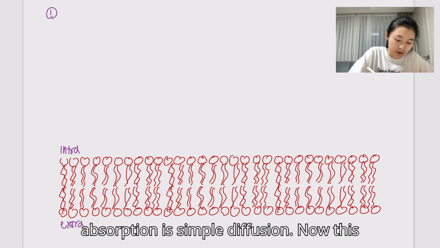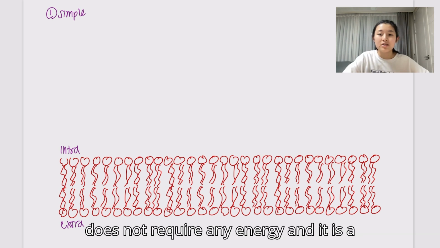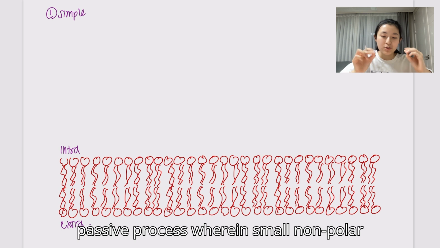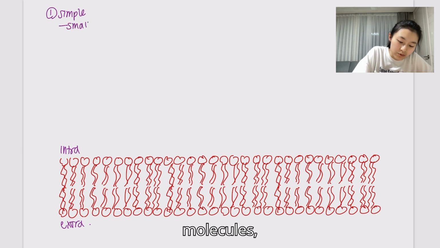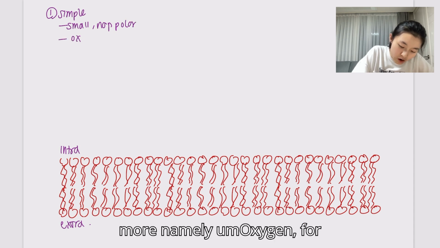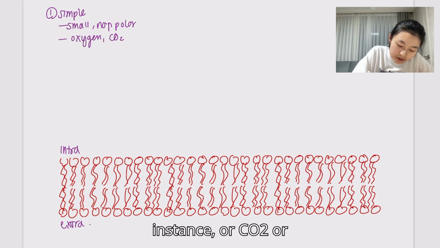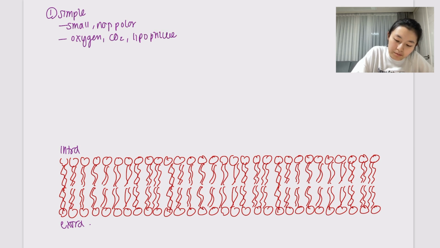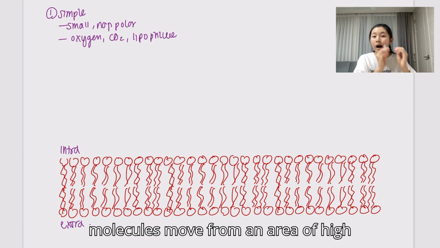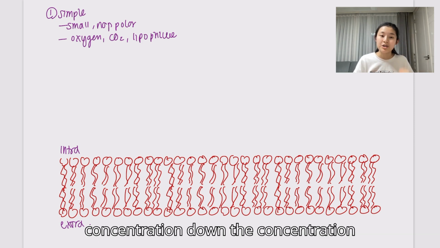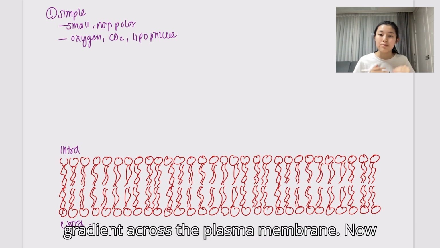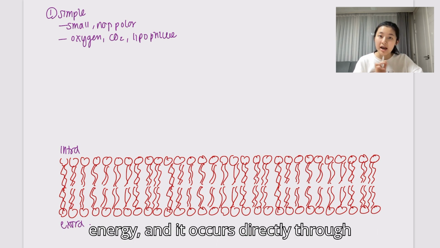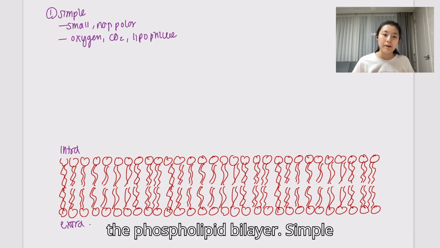First method of absorption is simple diffusion. Now, this is a passive process, meaning that it does not require any energy, wherein small, nonpolar molecules, namely oxygen, for instance, or CO2, or other lipophilic molecules, move from an area of high concentration to an area of low concentration, down the concentration gradient across the plasma membrane. Now, this movement does not require any energy, and it occurs directly through the phospholipid bilayer.